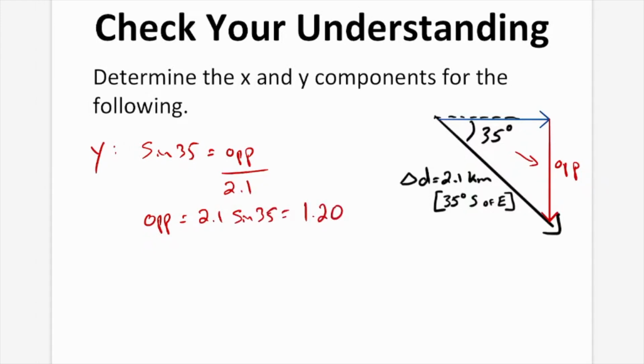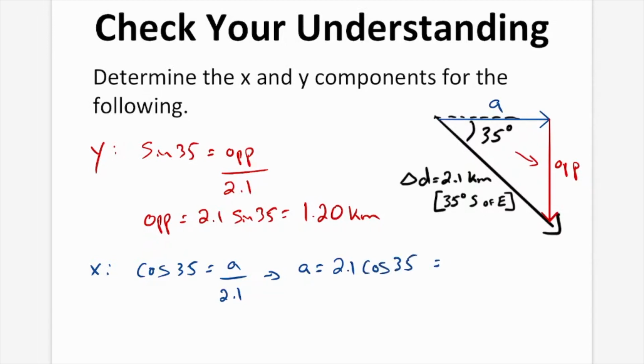1.20. Now our hypotenuse, our vector, is in kilometers, so kilometers. Now the x side, in this case the adjacent side, and it's not always going to be that way. The adjacent side is going to be cos 35 equals adjacent over hypotenuse, which is 2.1. We can rearrange. We can say A is going to equal 2.1 cos 35, and that equals 1.72 kilometers.